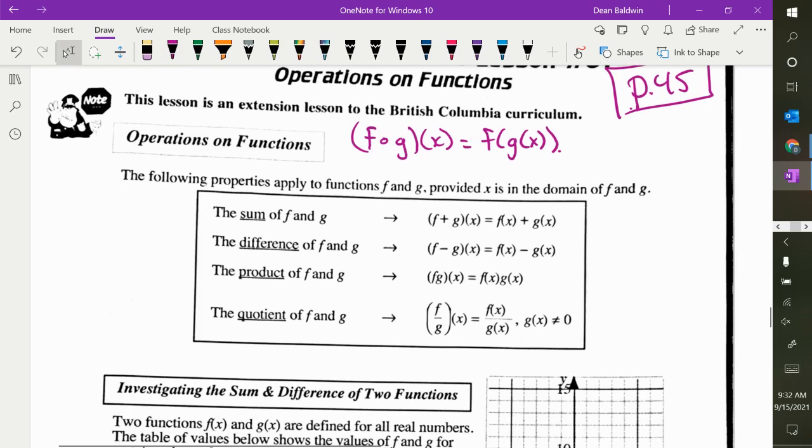Now, there are also the sum of functions, the difference of functions, product, quotient. Basically, you can add, subtract, multiply, and divide functions. This is the notation. You need to be familiar with this, know it. The f plus g of x and the f minus g of x are kind of self-explanatory. It means f of x plus g of x or f of x minus g of x. The quotient, f over g of x, is f of x divided by g of x. You can figure that out.